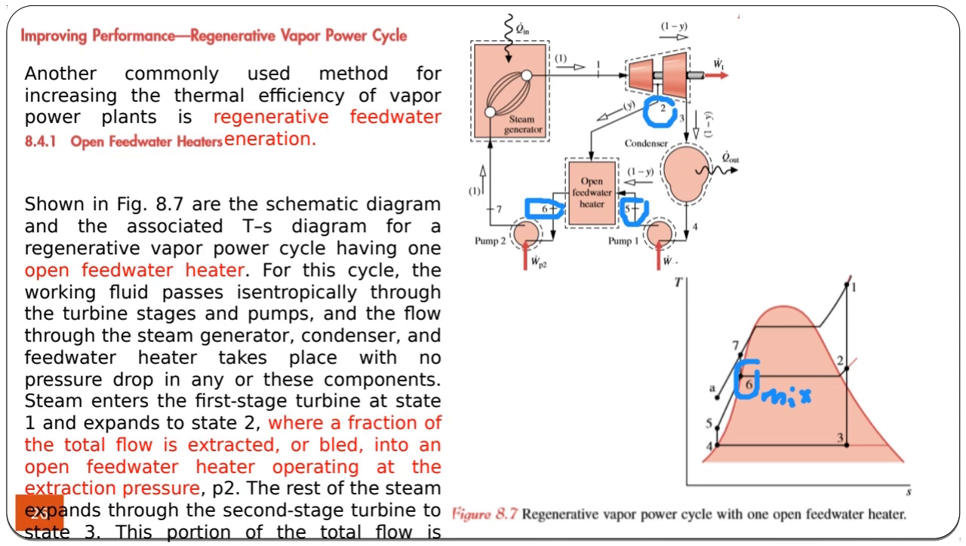So we have 3 different pressures here. One condenser pressure, one boiler pressure, and one intermediate pressure, let's call it P intermediate, which is this one.